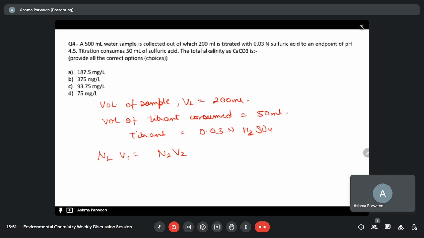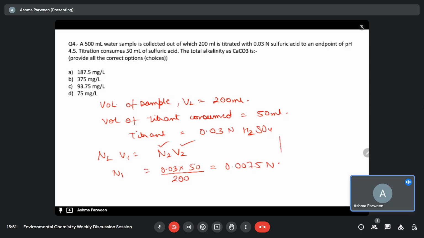So at the end point we will have the relation N1V1 equals N2V2. We have been given N2 and V2 for the acid, the normality of acid and the volume consumed, and we have also been given the volume of sample we have taken. So we will calculate N1: N2 is 0.03, volume is 50 upon V1, which is 200. Then you can find it easily. So it is 0.0075 normal. Now we just have to do the conversion.